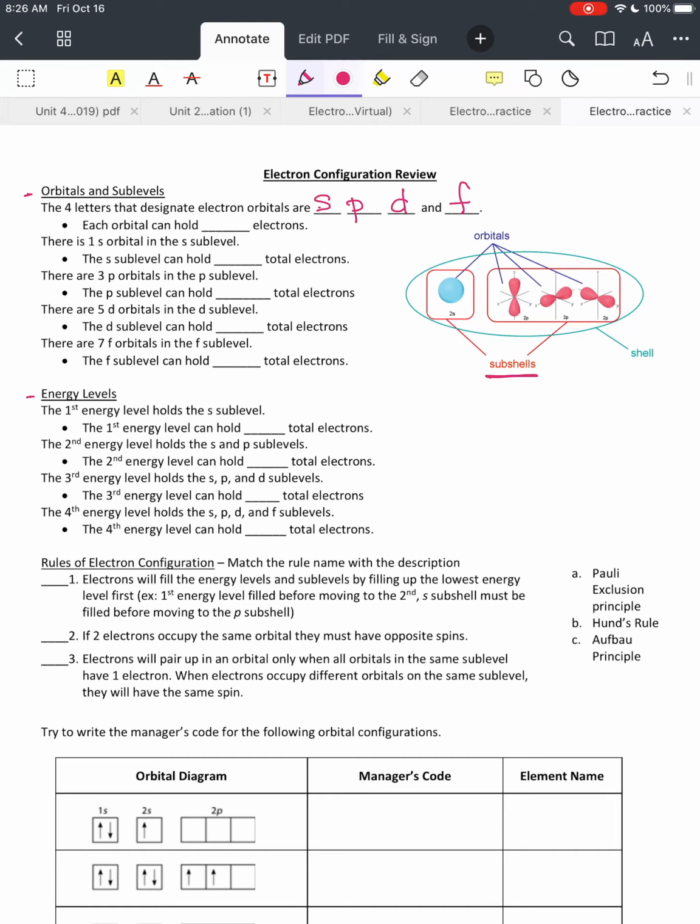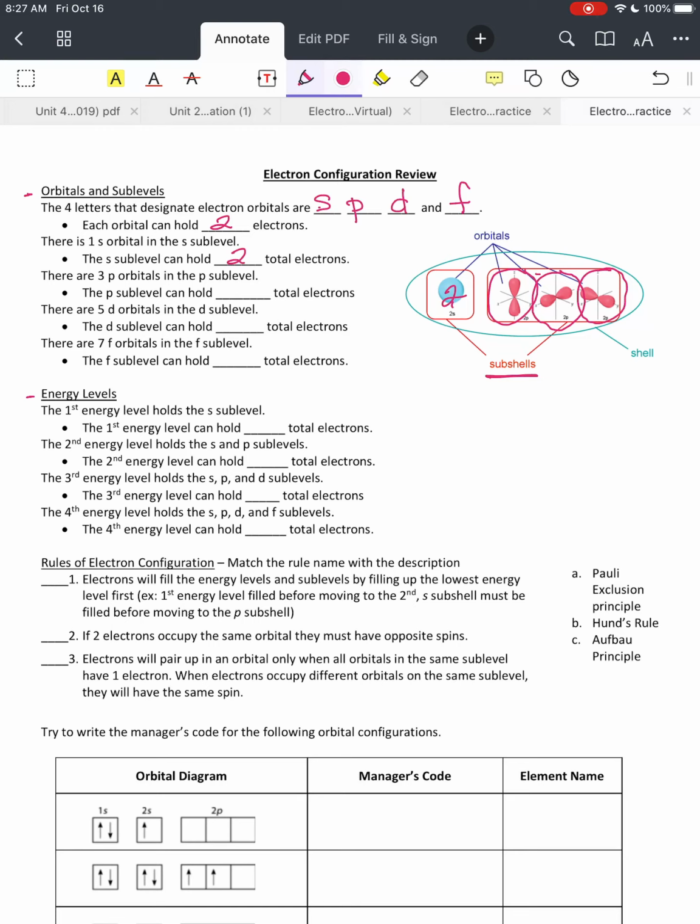Each orbital. When we start talking about specific orbitals, that's like our bunk beds. This is an orbital, this is an orbital, and this is an orbital. Just like in our P room we had 3 bunk beds, we have 3 orbitals in our P subshell. Each orbital can hold 2 electrons. So if there's one s orbital in my s sublevel or subshell, that means only 2 electrons can be there, right? So there's 2 that can be here.